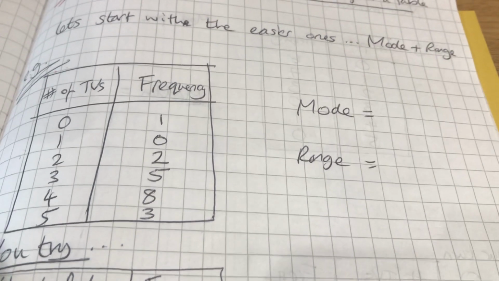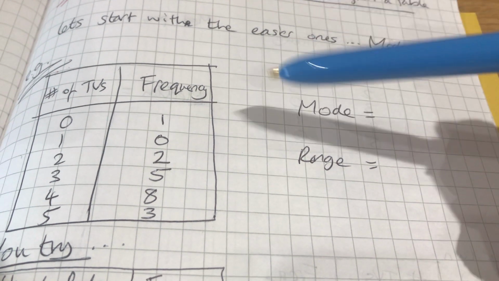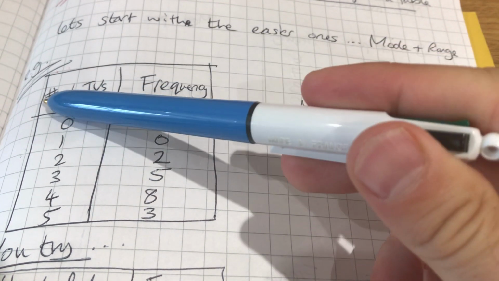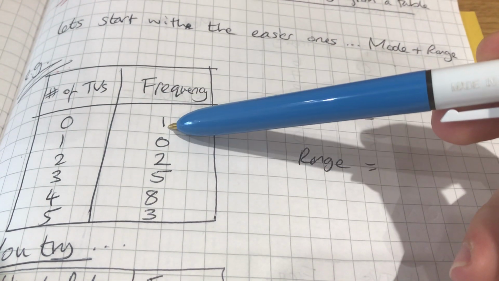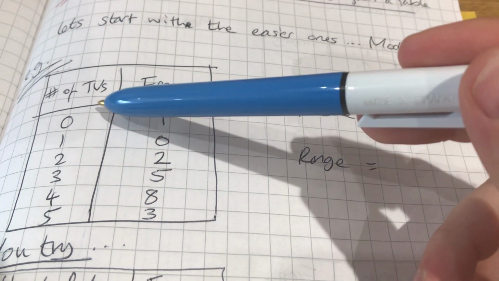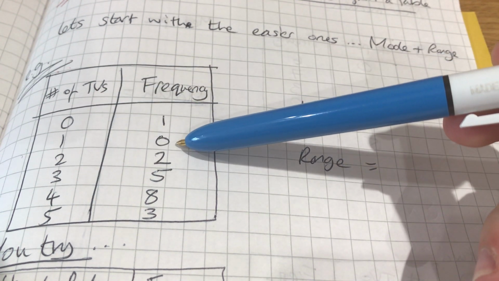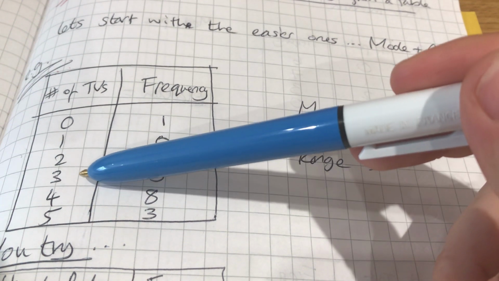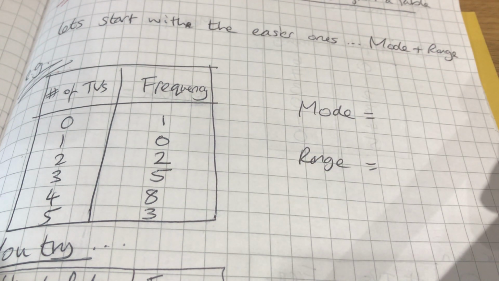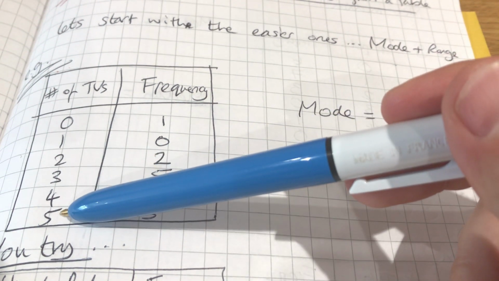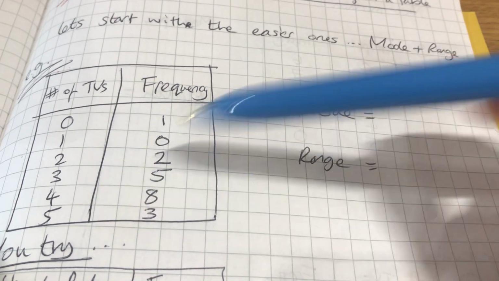So here is an example. Here is a frequency table telling us the number of TVs, 0, frequency 1. So that means one household has 0 TVs. How many households have 1 TV? 0. How many have 2? 2. How many have 3? See if you can answer it before I say it. 5. How many have 5 TVs, for example? Okay, so there's 5, so you go across. And 4, of course, is 8. I just skipped that one out to get you thinking a little bit.